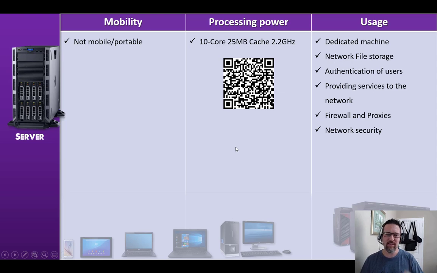A server is a dedicated machine. It can be for network file storage, authentication of users, providing services to the network, firewall and proxies, network security. It could be a mail server, it could be a web server. So a server is a very powerful machine, but it's dedicated to having resources available for a network, and it has specific functions. So you wouldn't go and sit and work on a server like you would on a desktop.